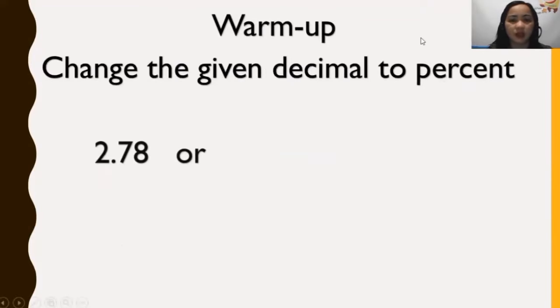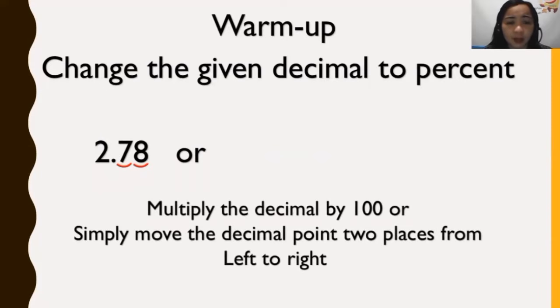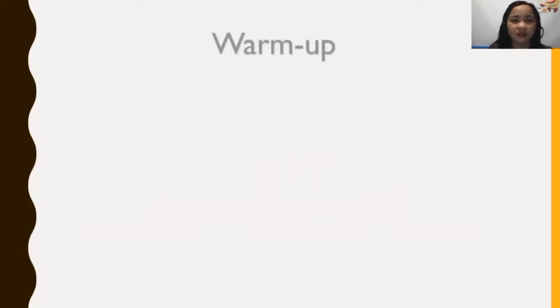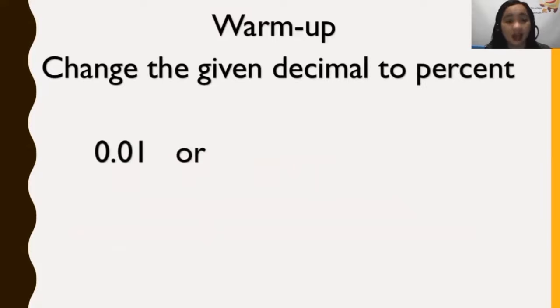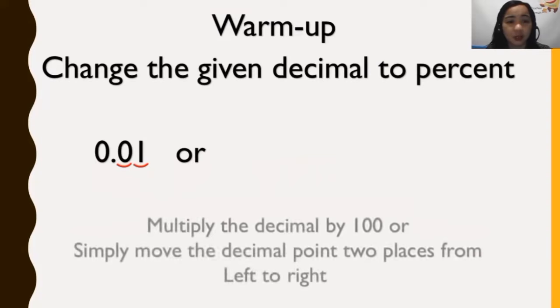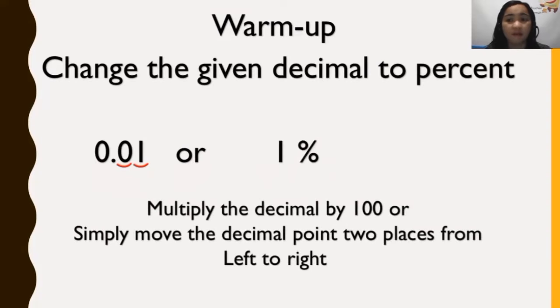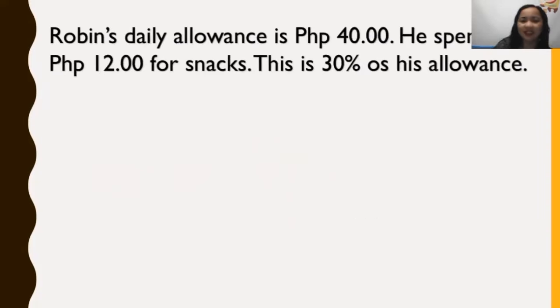Let's have another given. We have 2 and 78 hundredths. 1, 2. Multiply the decimal by 100, or simply move the decimal point 2 places from left to right. That is 278%. Now, let's have the last given. That is 1 hundredth, or this will become 1%. All right. Now, let's have this problem.